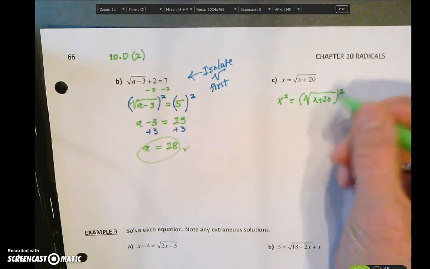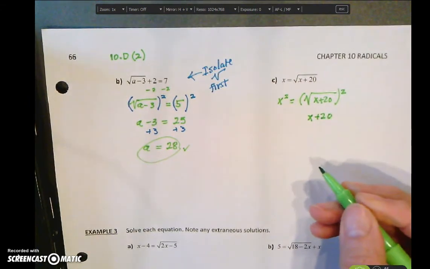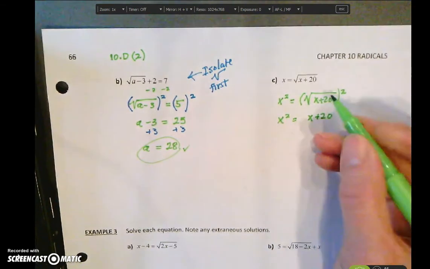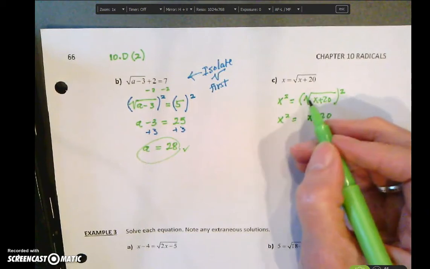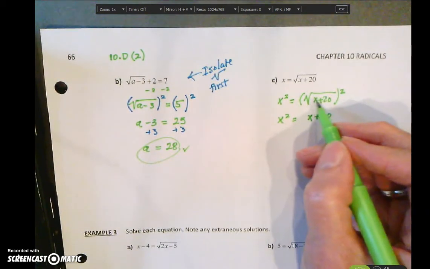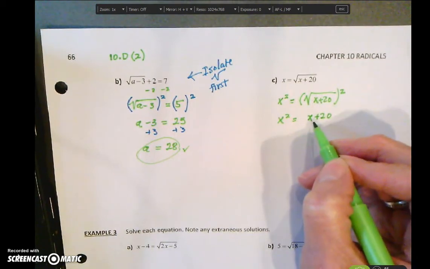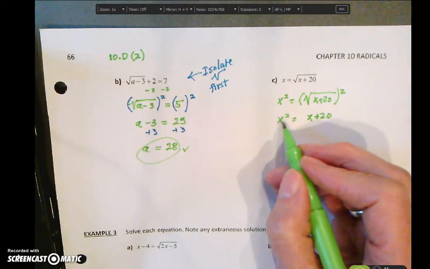And when I square this, the x plus 20 comes out of the radical, and then this is just x squared here. So you got to be careful. If I'm squaring the x, I get x squared. But if this is inside the radical, when I square it, it just brings everything out as is. All right, now I need to solve, but this time notice we have a second power.